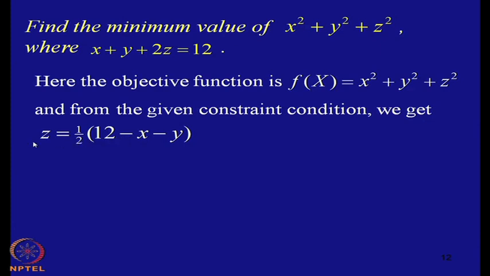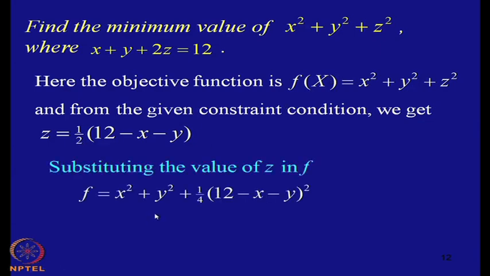Once we get z, we will substitute the z value in the objective function f(x), that is x square plus y square plus the square of this right hand side term. Then the objective function will become a function of 2 variables only. And not only that, this problem is equivalent to the given problem, because we have taken care of the constraint part well, and the constraint is nothing but a restriction on x, y and z.